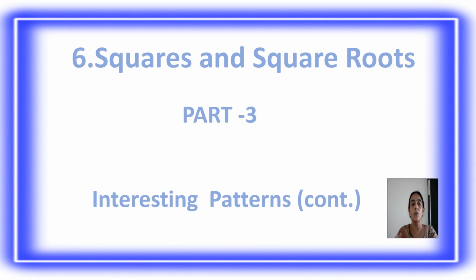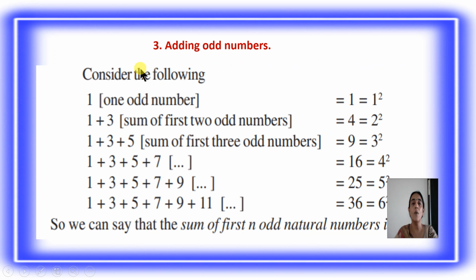So let's start. Now, adding of odd numbers. You know what odd numbers are, isn't it? 1, 3, 5, 7, 9, 11, 13, 15, 17 and so on, isn't it? They are all odd numbers.